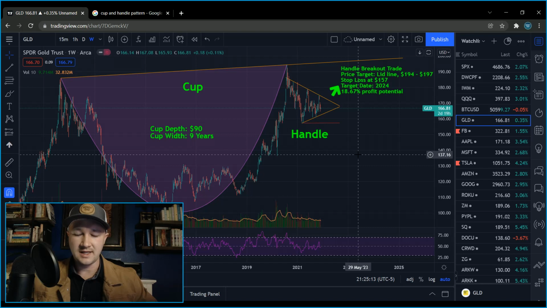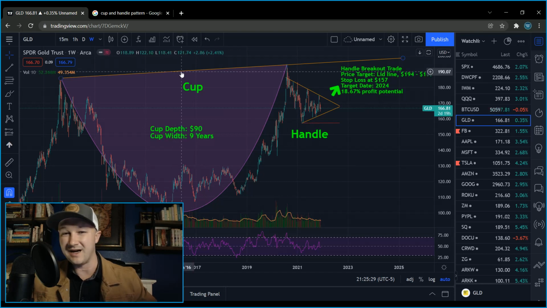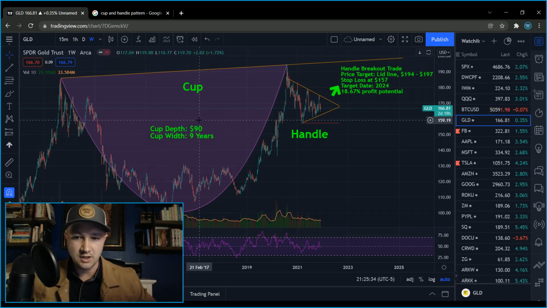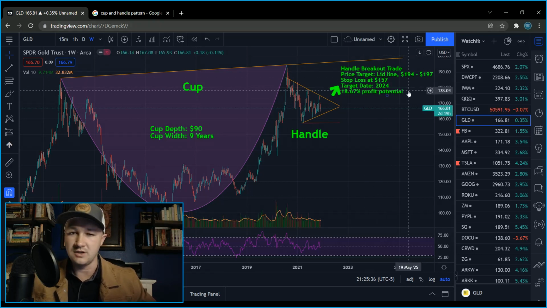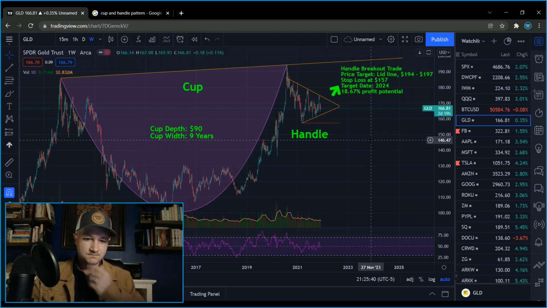So let's take a look at some of these numbers. The cup dipped from its peak, well, from the lid, right? We draw a line from one side of the cup to the other, so from the lid down to the bottom, that depth or that height is $90. That is an important number because we're going to use that to project to the upside after we break out over the lid line, okay?